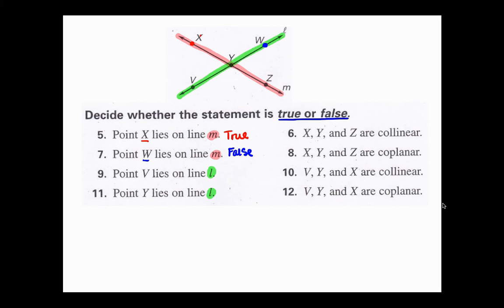For the next one, we're asked about point V, and we're asked if it is on line L. So there's our line L that we have highlighted there, and this one is true. And our last question wants to know about point Y. Y is a special point. It is our intersection point. It is actually on both of our lines, so this is true.